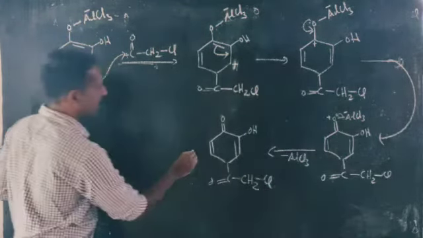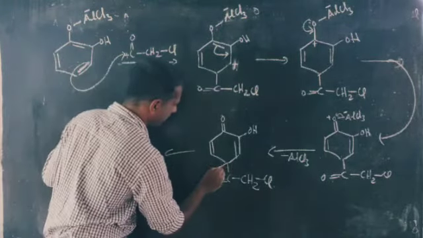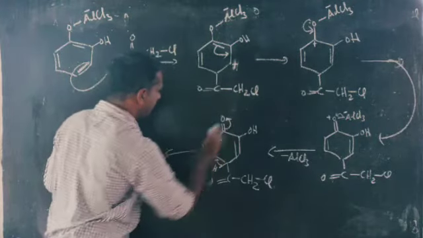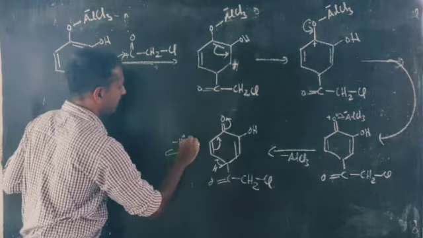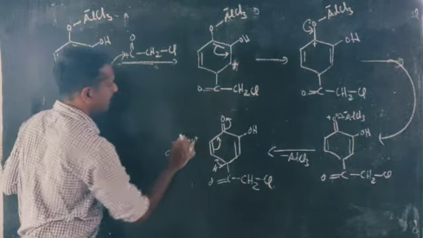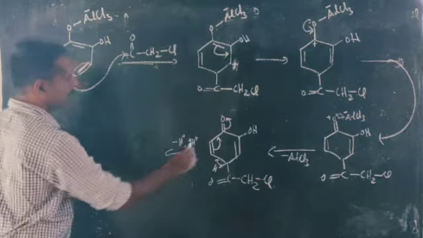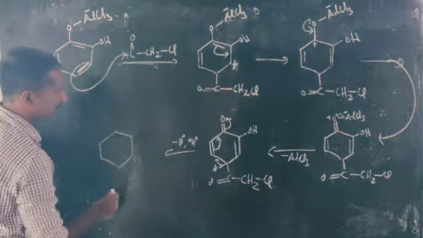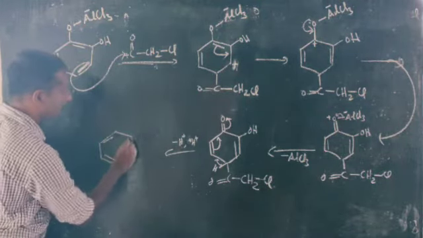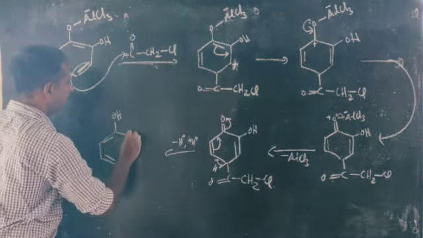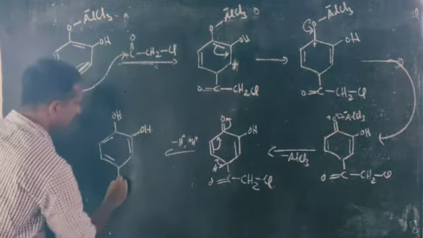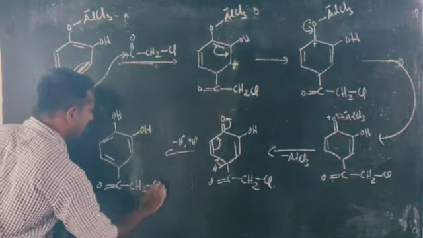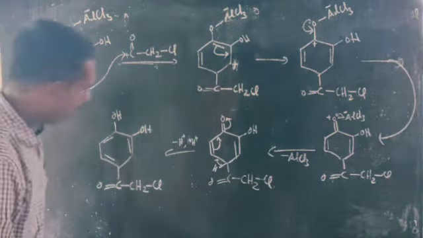CH2Cl. In the next step, as we know, here it is hydrogen. Minus H plus and plus H plus. Minus H plus and plus H plus. We get a structure like this. Here is double bond, here is OH, here it is OH, and here it is C double bond O, CH2Cl.